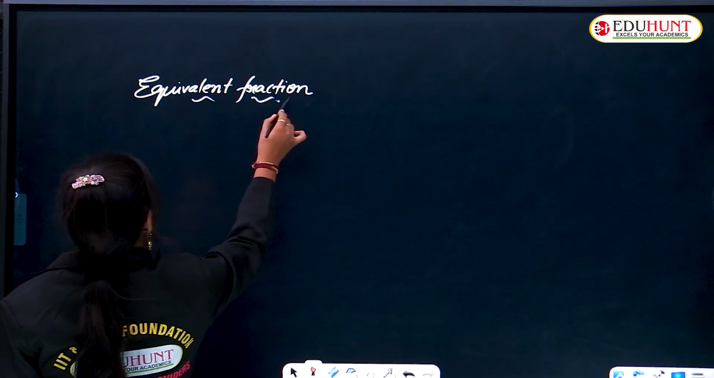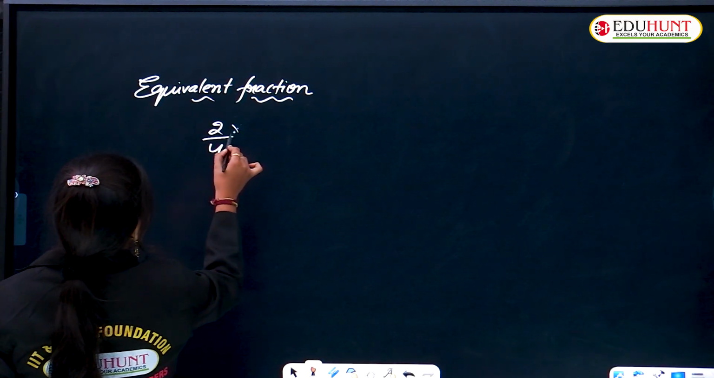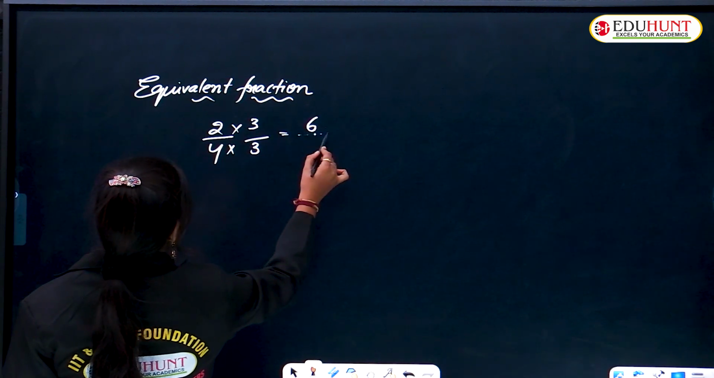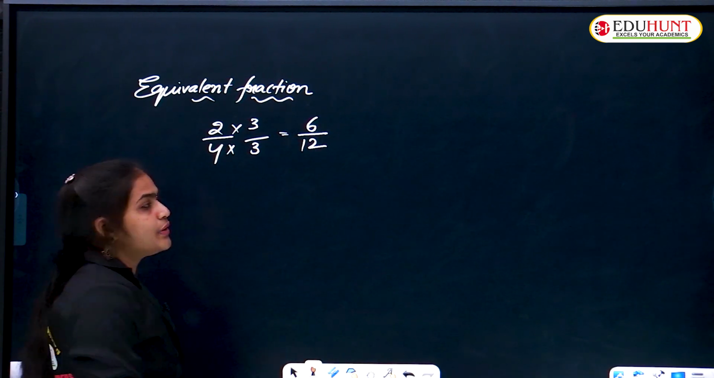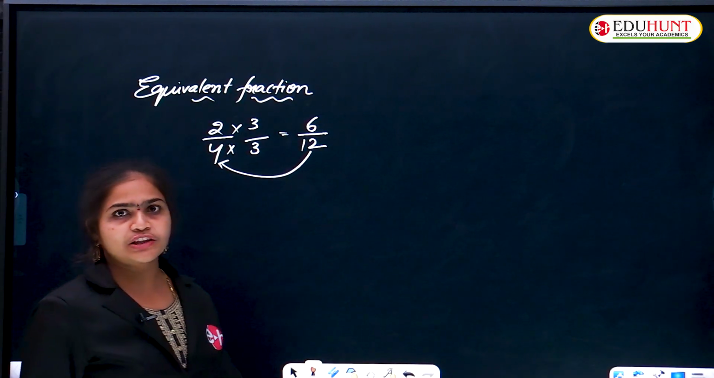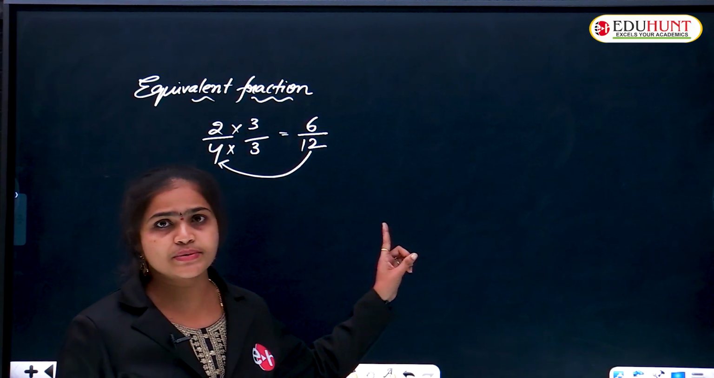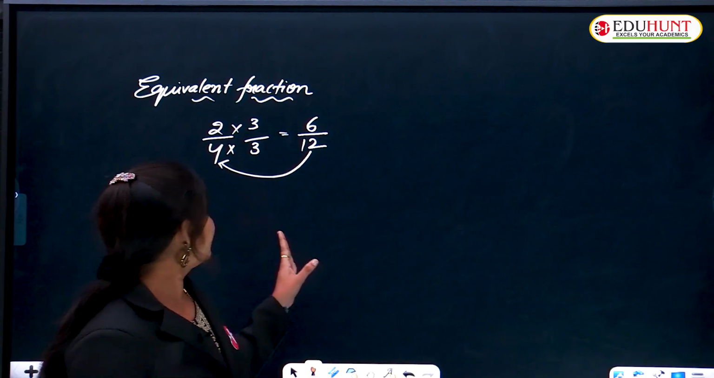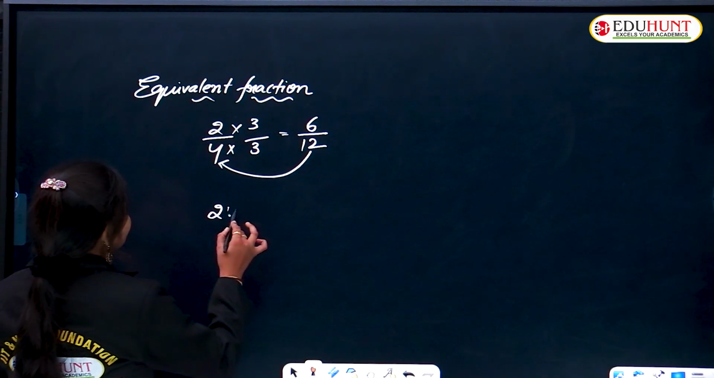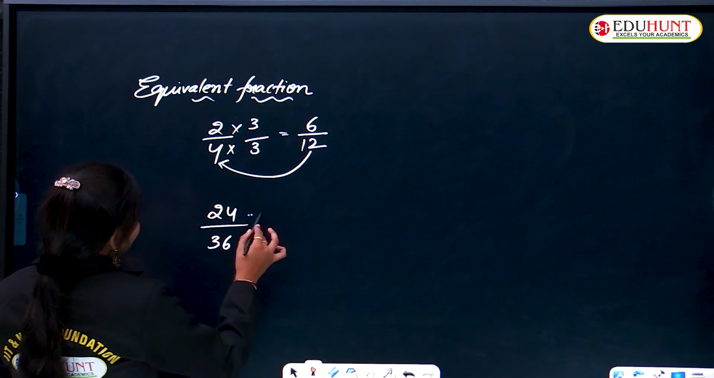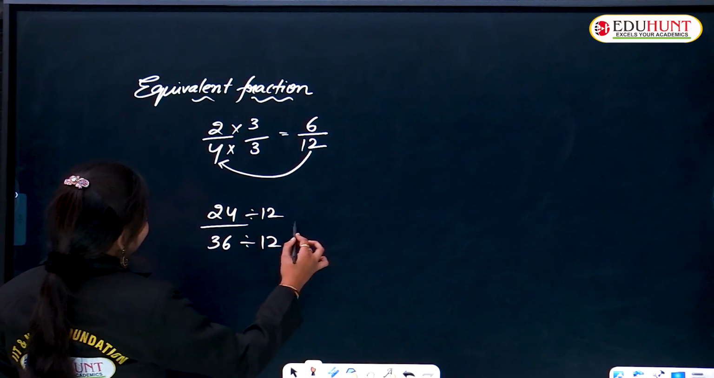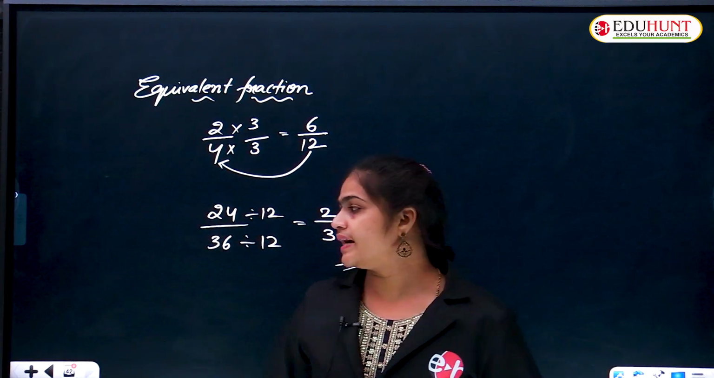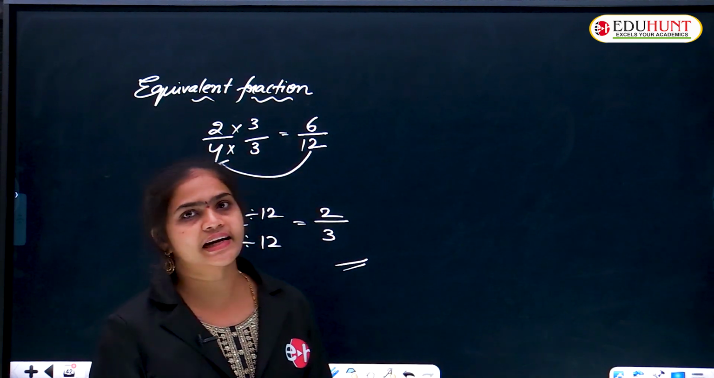Equivalent fraction means what here? For example, 2 by 4 is there. I want to multiply both the numerator and denominator by the same number. Then 2 3s are 6, 4 3s are 12. Now 6 by 12 is the equivalent fraction of 2 by 4. Already we discussed this in rational numbers, so same for fractions also. Here we can use multiplication or division. Dividing 24 by 36 by 12 gives 2 by 3. 2 by 3 is the equivalent fraction of 24 by 36.